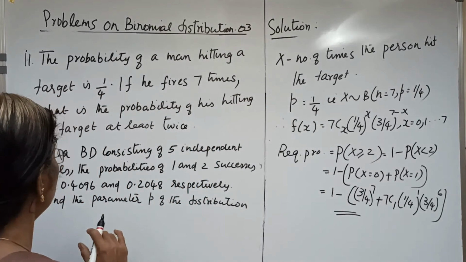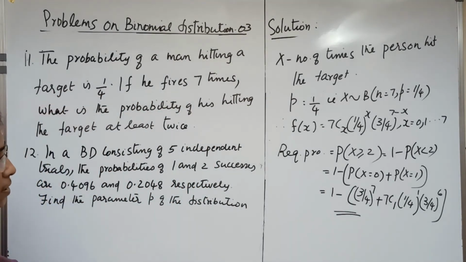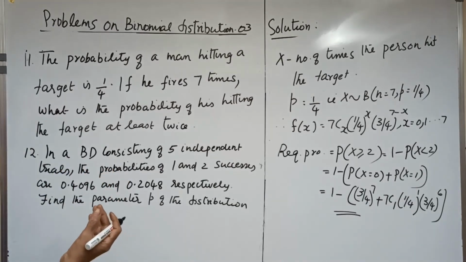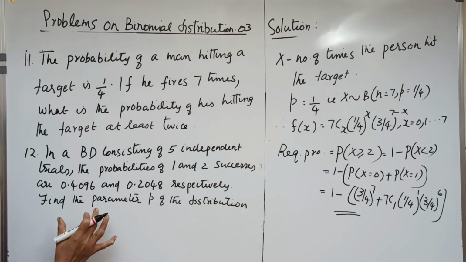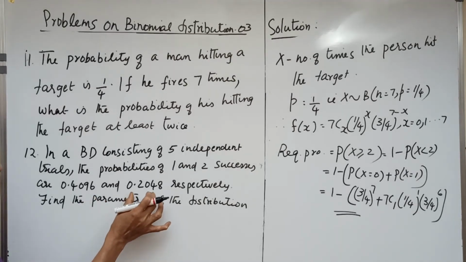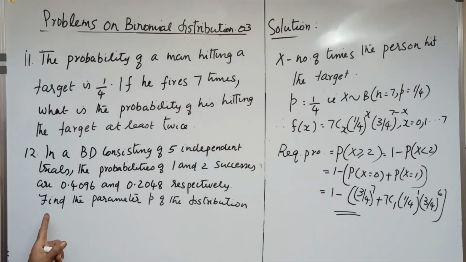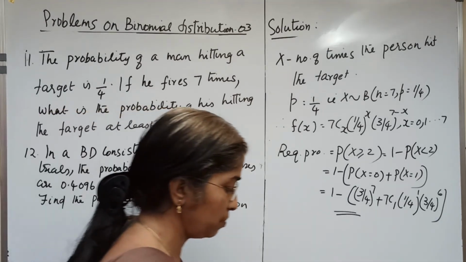The next question is, we consider the next one. The next question is, in a binomial distribution consisting of 5 independent trials, the probabilities of 1 and 2 successes are 0.4096 and 0.2048 respectively. Find the parameter p of the distribution.